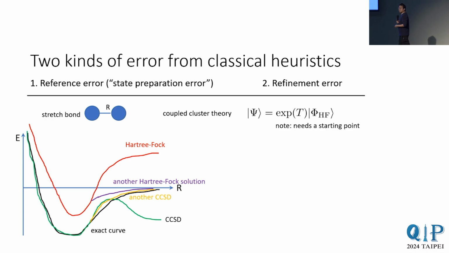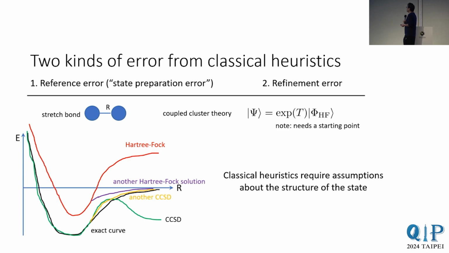Okay, so the refinement error refers to the difference between the black and the green curves in this region, right? And the reference error, which is a kind of state preparation, refers to picking the wrong Hartree-Fock state in this stretch region. And I think it's useful to think about these two errors as different.